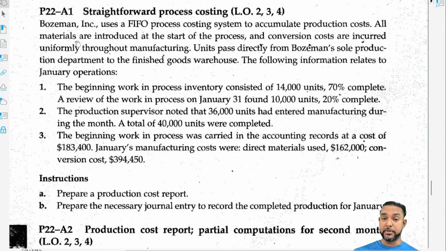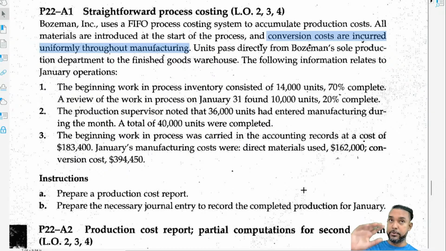Okay, so all materials are introduced at the start of the process, right? That's a very important point, because what they're telling us is that with respect to materials, all units are considered to be 100% complete at start. But that's materials. What they tell us about conversion costs is that conversion costs are incurred uniformly throughout manufacturing. So you see, very early in the question, they put those two assumptions, which to me should always be put right up at the start. But again, it's not necessary to do that, but once it's included.